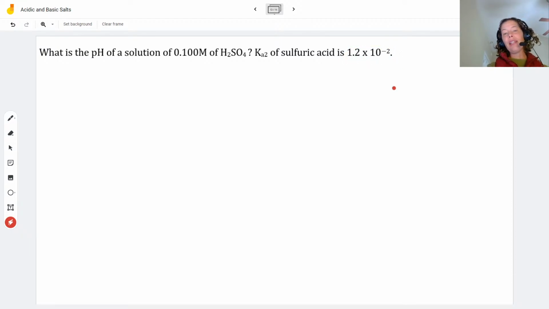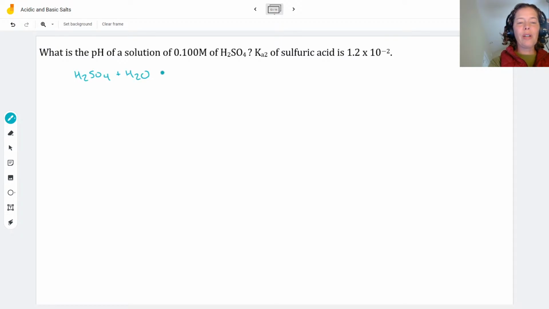Okay, so let's do this calculation, and I will just go ahead and do the spoiler. In this case, our concentration is small enough that our second step is going to make a difference, and we're going to need to take that into account. But let's talk about the first step. Remember, the first step is the strong step. You only have the forward reaction. So that's the easy one. So we start with H2SO4, of course, and water. It only goes to the right. We form hydronium and HSO4.